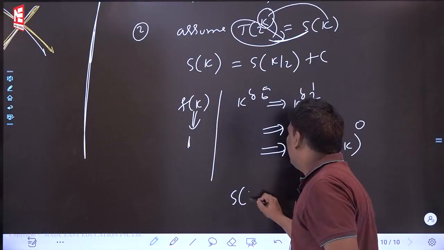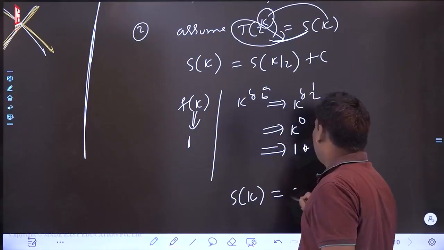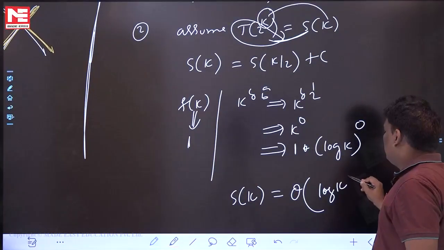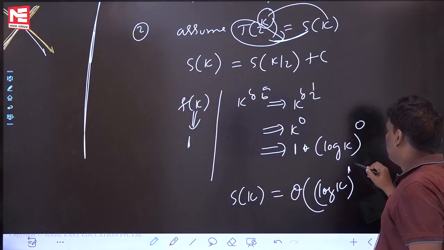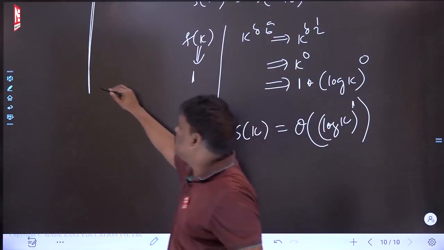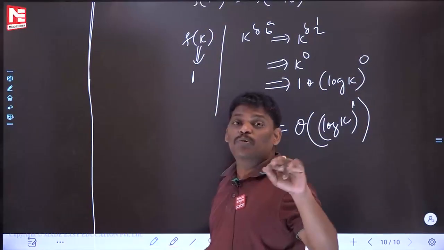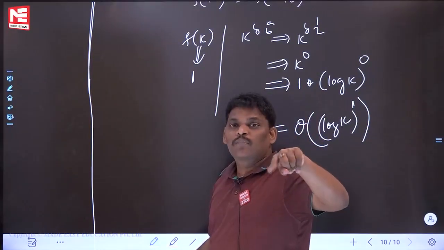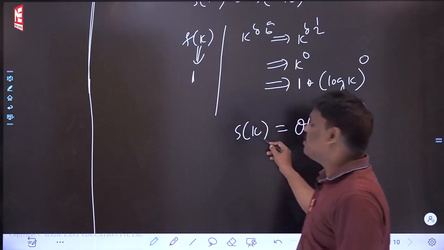Then the answer is going to be, S of k is equal to theta of the right hand side. What is the answer? Log k whole power 0 plus 1, means 1. So this will be the answer. After 2 steps are completed, this is the answer. But everyone knows the problem is in terms of n. The problem is in terms of T of n, but this answer is in terms of S of k.